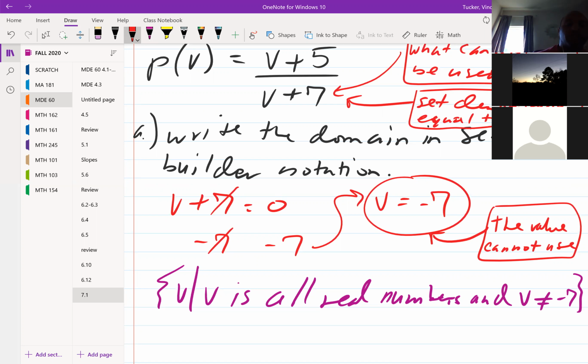So you always start off set builder notation with this right here. You have your variable, which is V. That's what we were plugging in for. Have that long bar and then V again. And then you start your description of what values can be plugged in for your variable. So all real numbers except for -7.